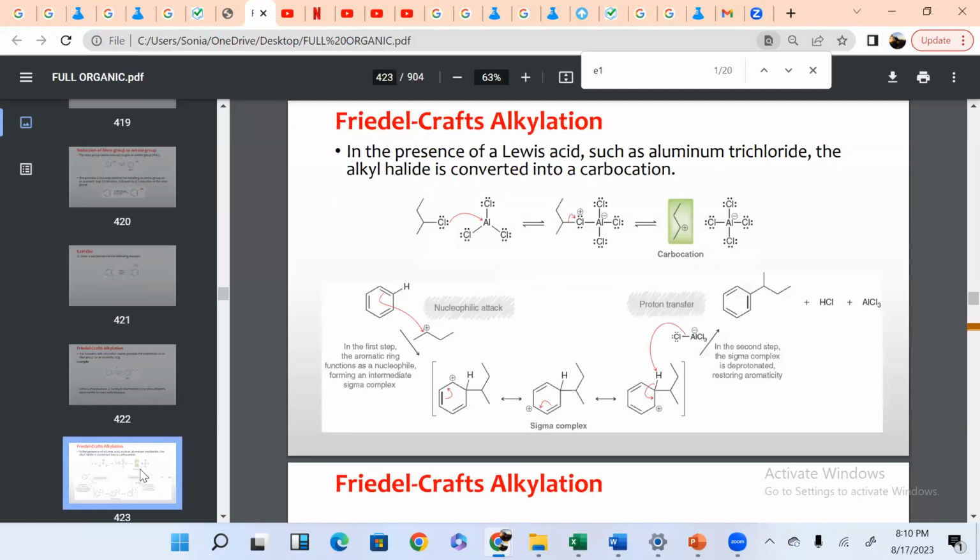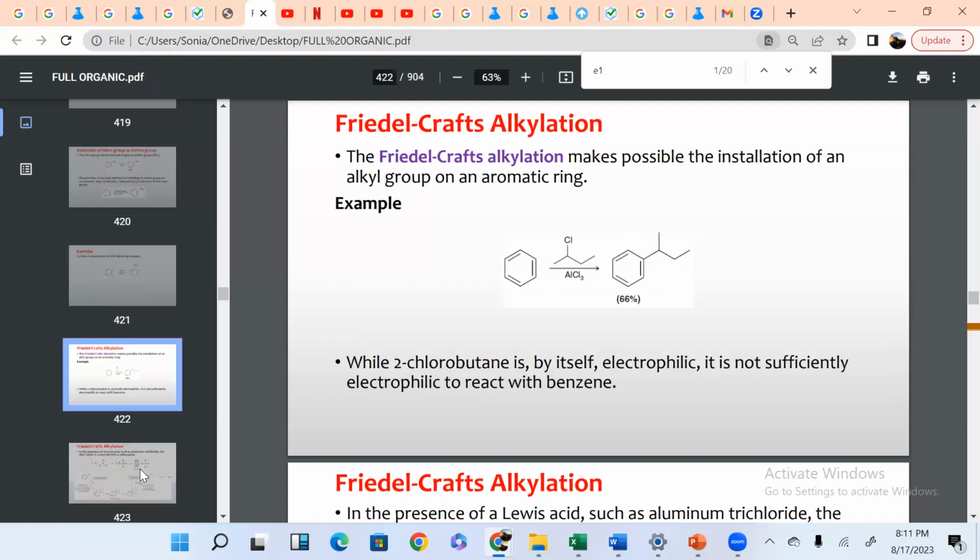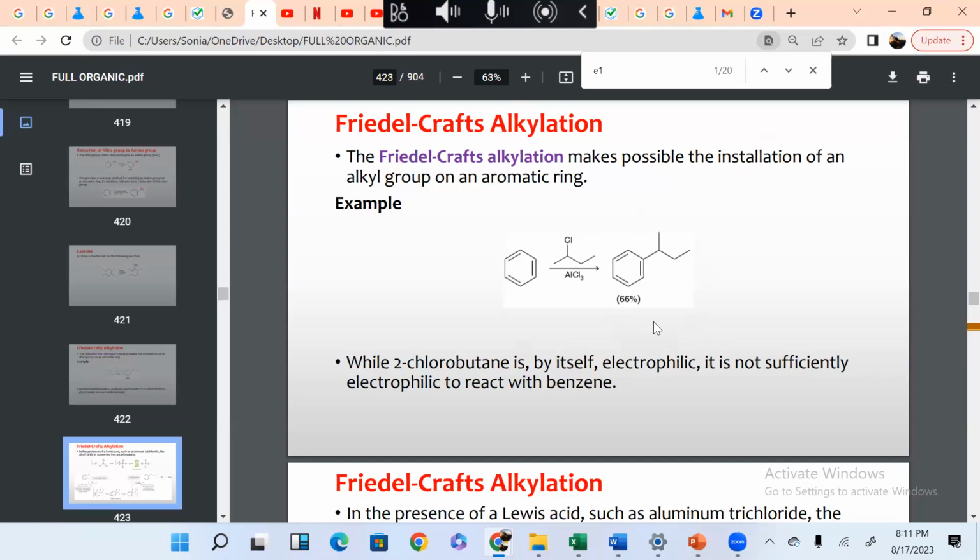Here we have Friedel-Crafts alkylation. Basically, Friedel-Crafts in summary is installation of an alkyl group on an aromatic ring. We've talked about halogenation, installing chlorine, installing bromine, installing these nitro groups and the rest. For Friedel-Crafts alkylation, we are installing an alkyl group on the aromatic ring. So like you can see here, this is the benzene, this is the substrate, and this is the product. That's the result of alkylation.